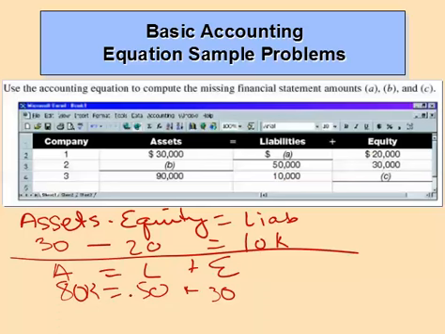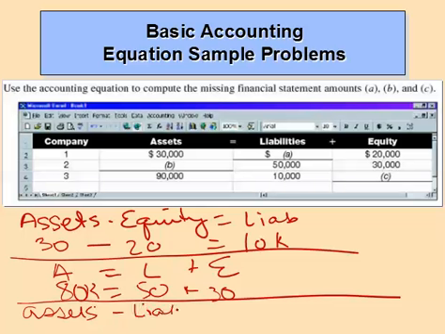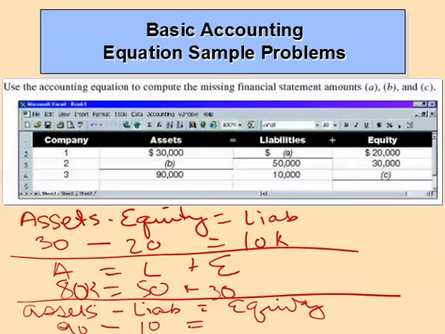And lastly, in this case, we don't know what equity is. We know assets are 90. We know liabilities are 10. So if we take our assets minus our liabilities, we can find our equity. So if assets are 90 minus my liabilities of 10, that means my equity has to be 80,000 as well. Hope that gives you a brief introduction into the basic accounting equation.